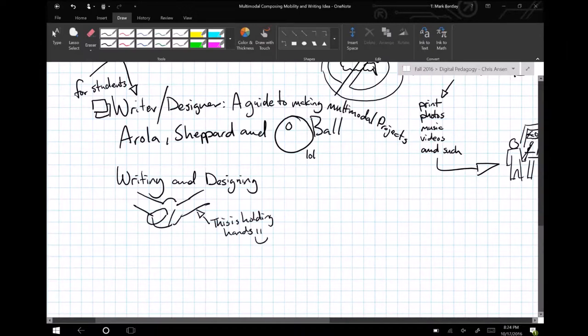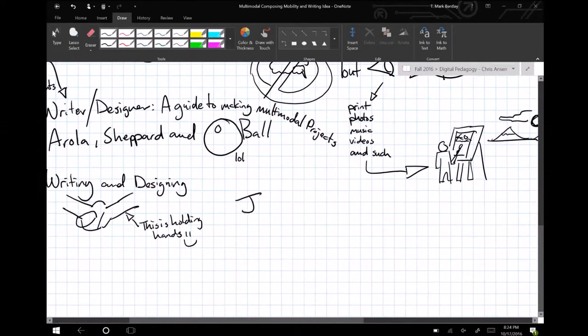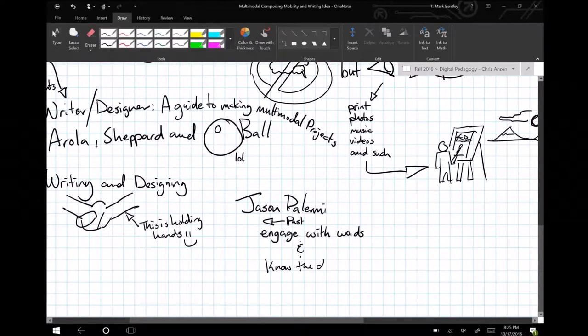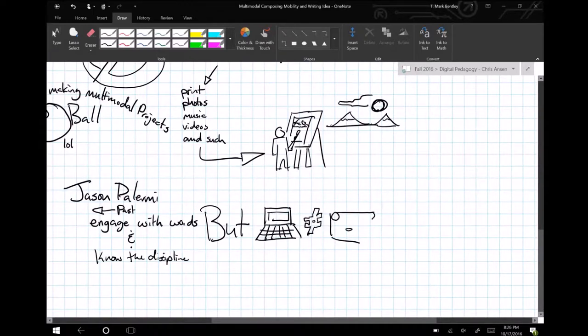In Remixing Composition, Jason Palmeri admits that there was once a time when I knew what it meant to be a compositionist. A scholar and a teacher in the composition field was one who was well-versed in the theories of the discipline and was one who knew how to have students critically engage with words. However, with the proliferation of digital technologies, both inside and outside the classroom, the entire notion of what it means to compose has transformed.